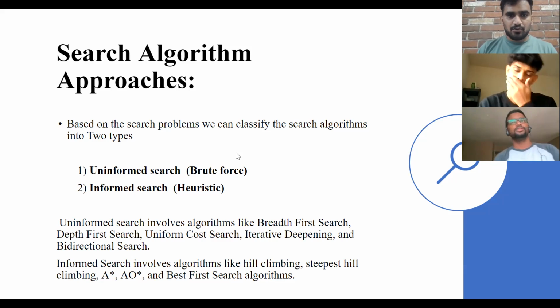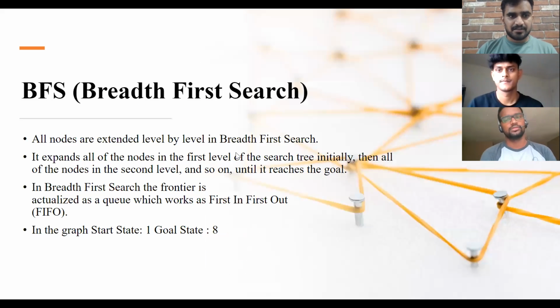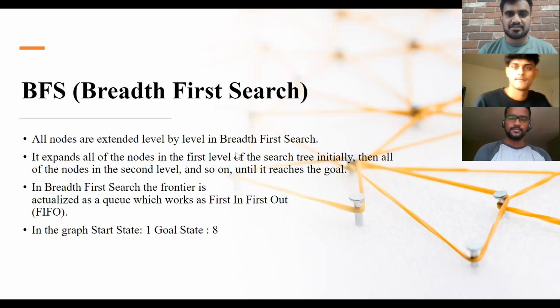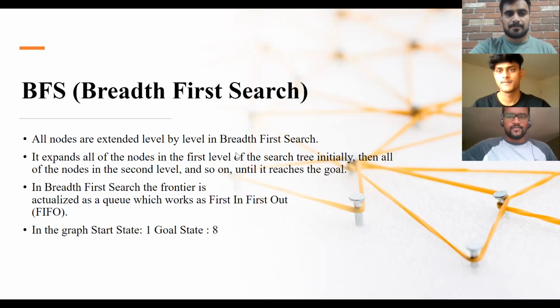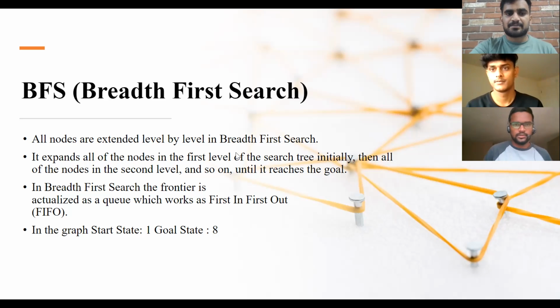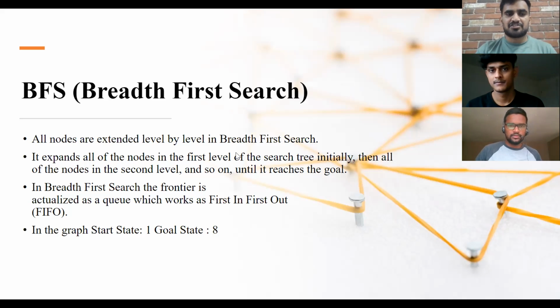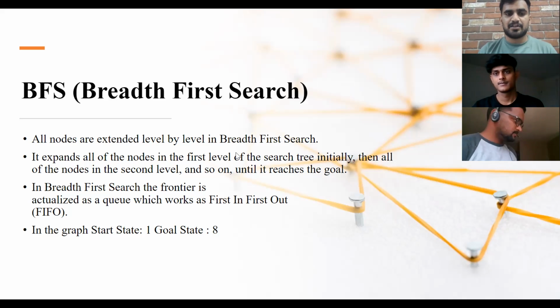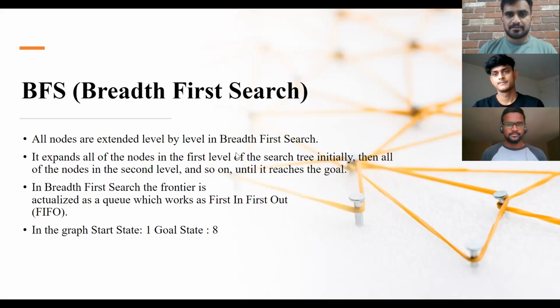Coming first to BFS, we know BFS is breadth first search. This works with a data structure called a queue. We know a queue is a FIFO, first in first out data structure, and BFS works the same way. We extend level by level. You expand all nodes in the first level of the tree initially, then go to the second level, where you explore all the nodes, then the third level, then the fourth level, until you reach the goal state. This is BFS. Let's take an example.